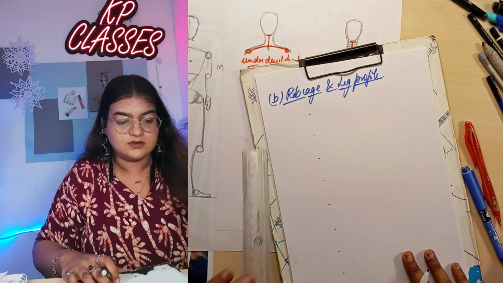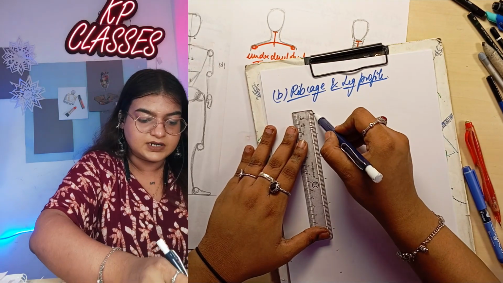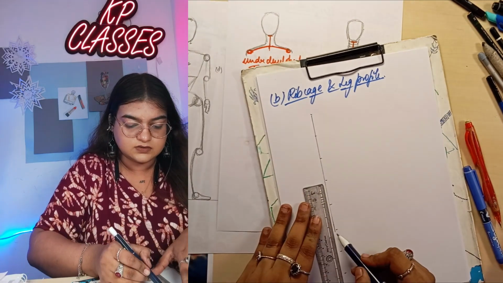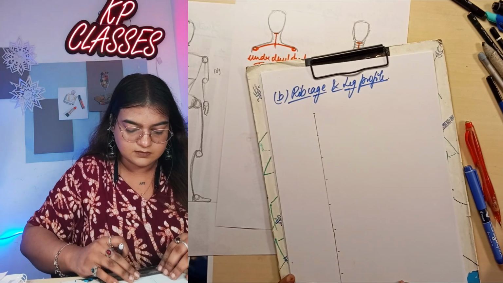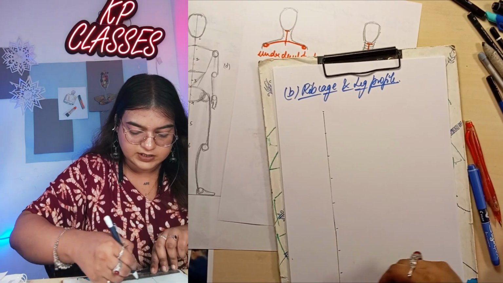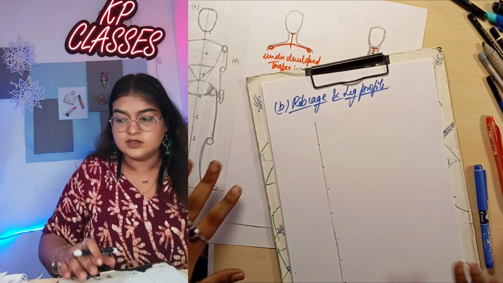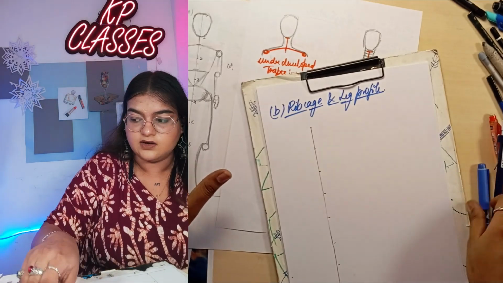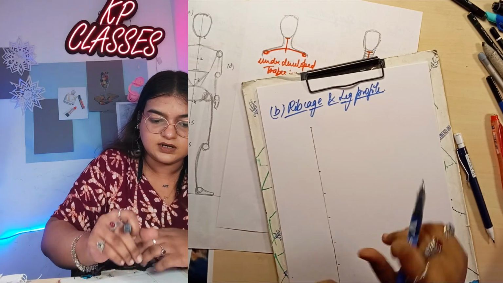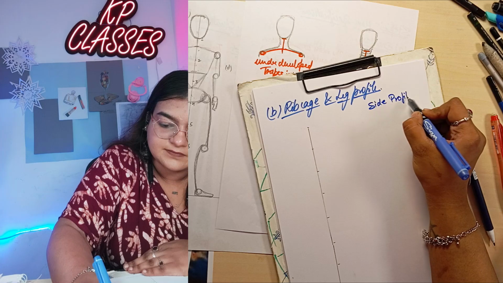Okay. So having a middle line here, dividing all our points to the middle, adding a base after your 8 head. Okay. So right now we are gonna do a side profile.